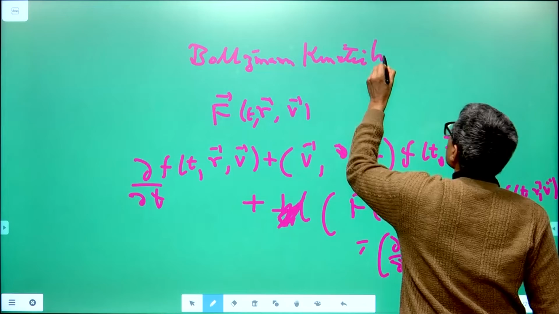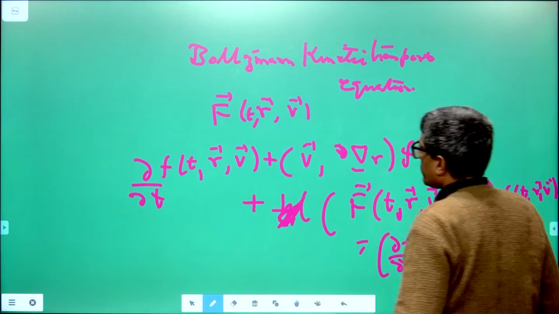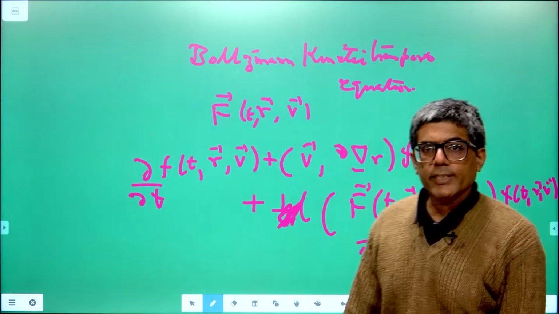Kinetic transport equation for a plasma. It is the equation of conservation of particles. So, this equation was written by Boltzmann. Boltzmann also derived a formula for the collision term by assuming binary collisions.